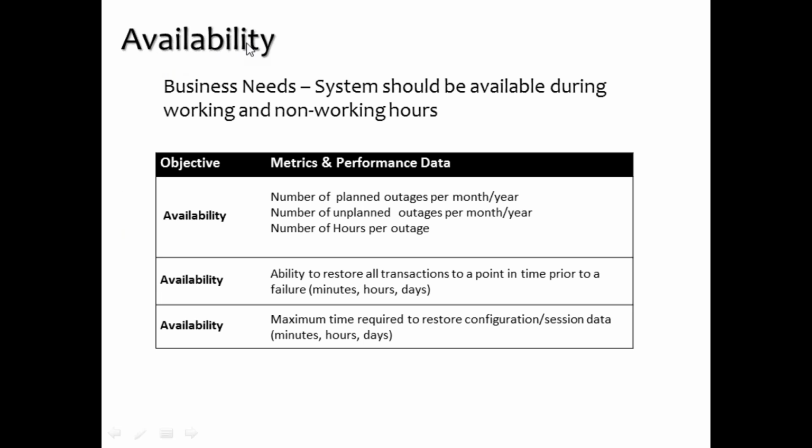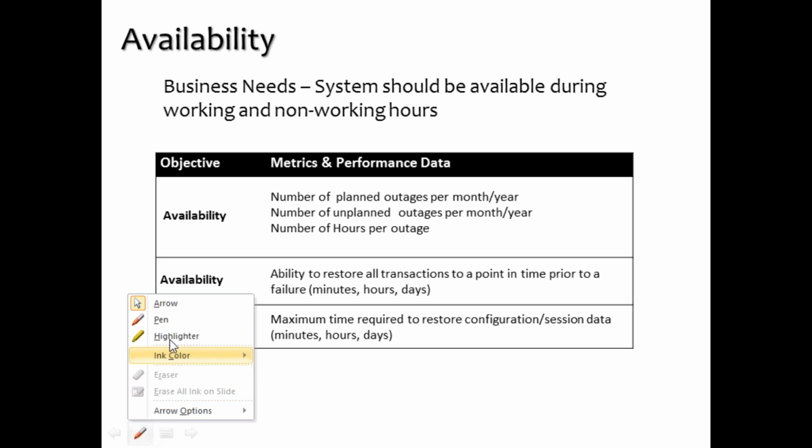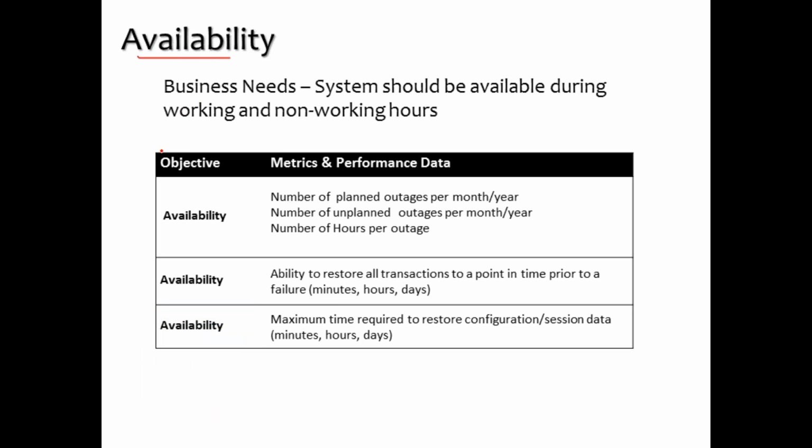Anyway, for the definition of the requirement, we should be able to define the requirements with regard to non-functionalities. The business need says that the system should be available during working hours and non-working hours. So the objective is availability of the system. Metrics are the performance data: number of planned outages, number of unplanned outages per month or per year, number of hours per outage. If the system goes down, how many hours does it go down? Is it going to be 2 hours, 3 hours, 4 hours? Planned outages per month or per year.